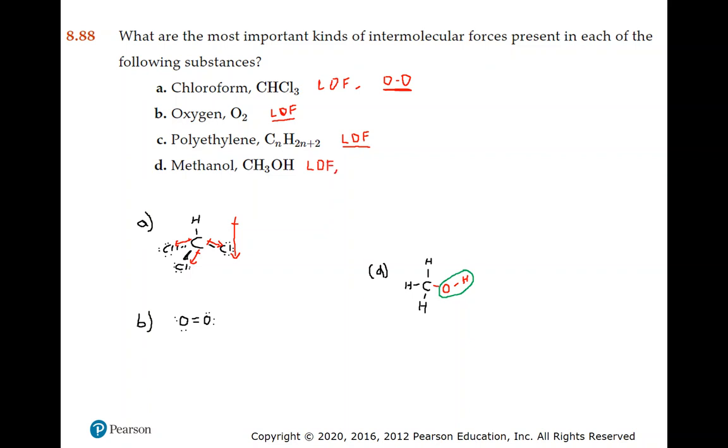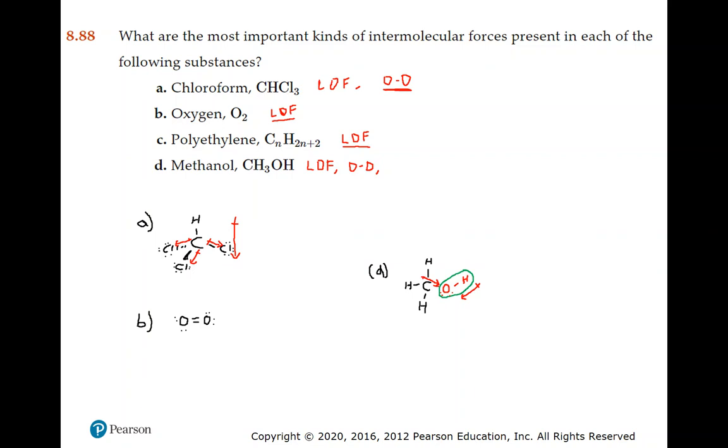The carbon-oxygen and hydrogen-oxygen bonds are both polar, because oxygen is much more electronegative than those. The oxygen also has 2 lone pairs that contribute to that. So it's going to be a polar molecule, so it will have dipole-dipole interactions.